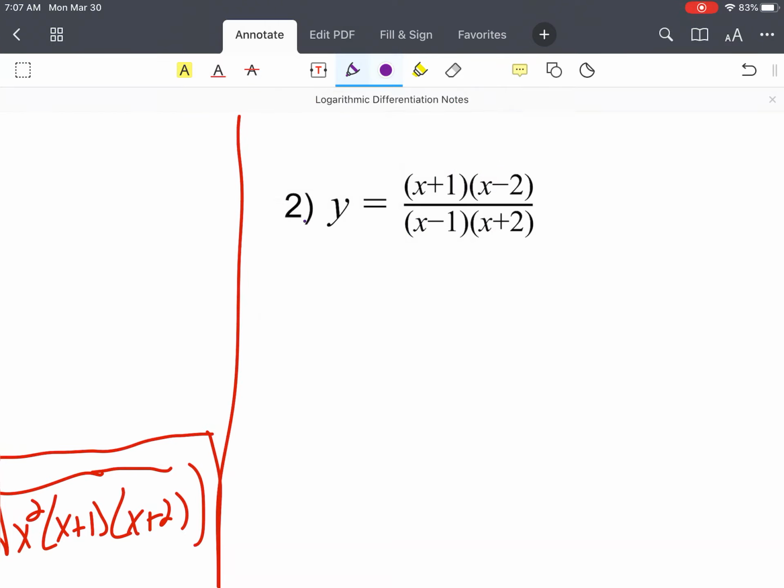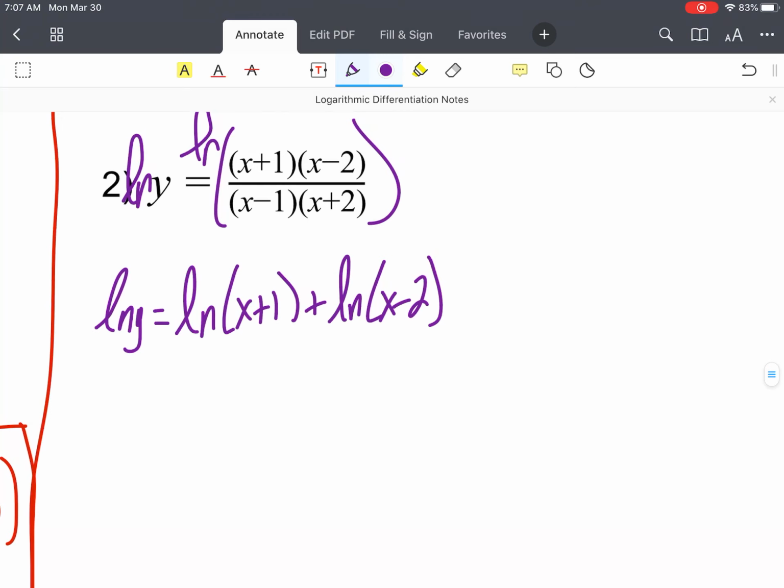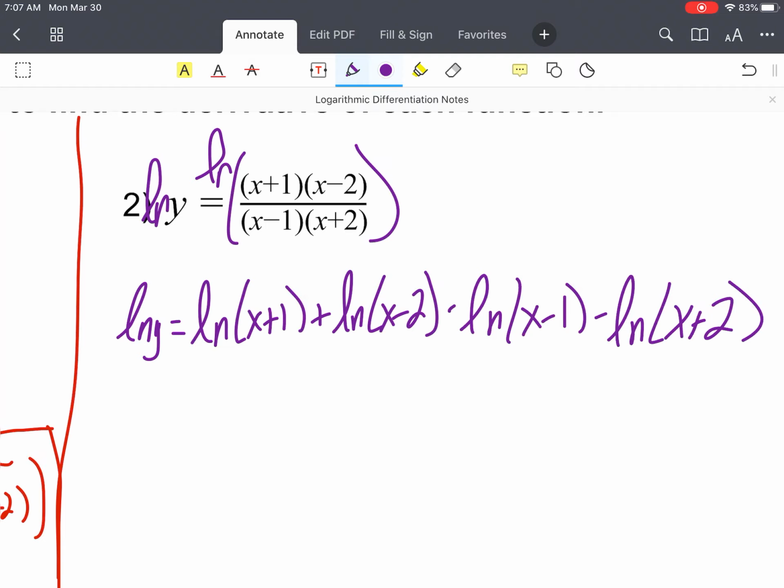So again, our very first step is going to be to take the natural log of both sides. Okay? So that's going to let us say the ln of y is equal to, and we can split that up into the ln of x plus 1 plus the ln of x minus 2, minus the ln of x minus 1 minus the ln of x plus 2.